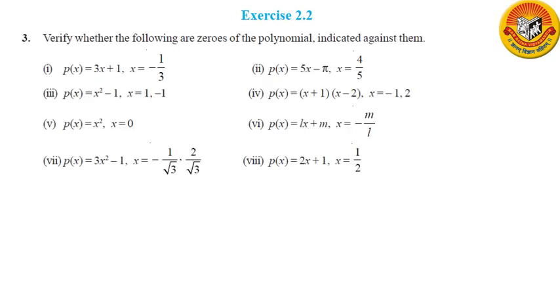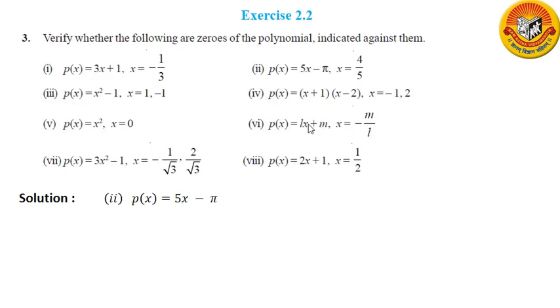The third question is verify whether the following are zeros of the polynomial indicated against them. So I have given the value of x as -1/3 and I have to check whether this is a 0. Now when will it be a 0? When after putting x is equal to -1/3, I get the whole answer as 0, right? So p(x), I will not solve all the problems.